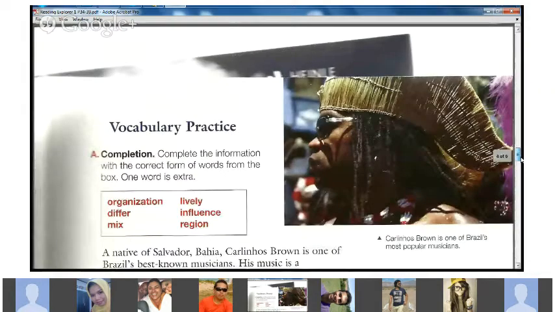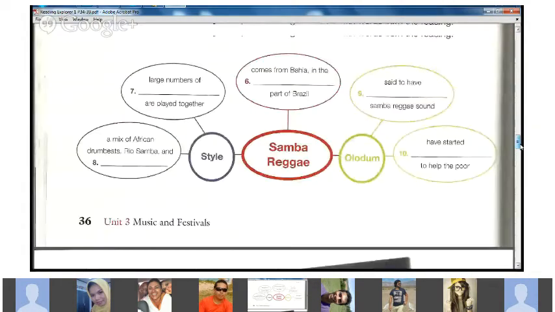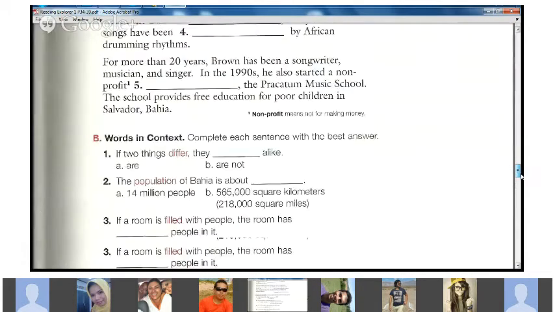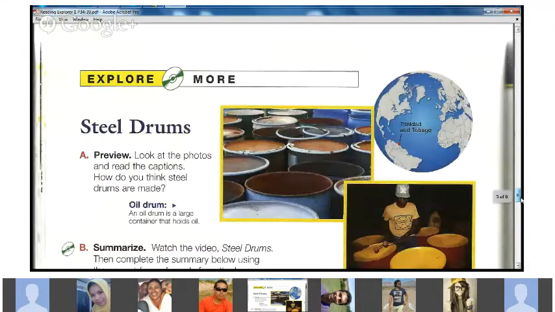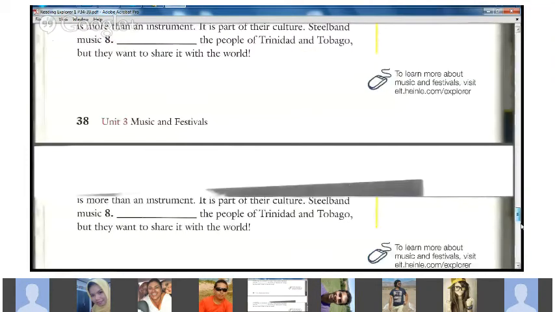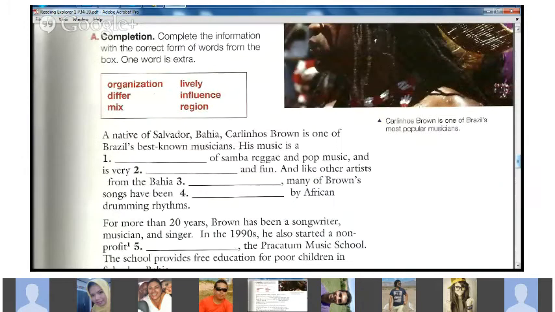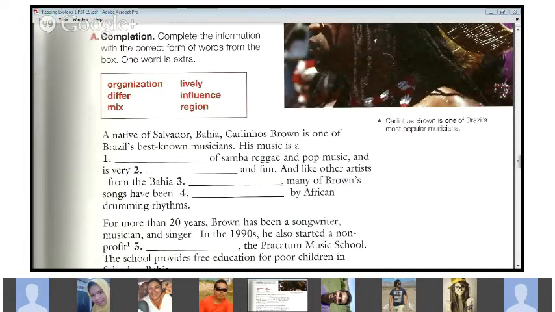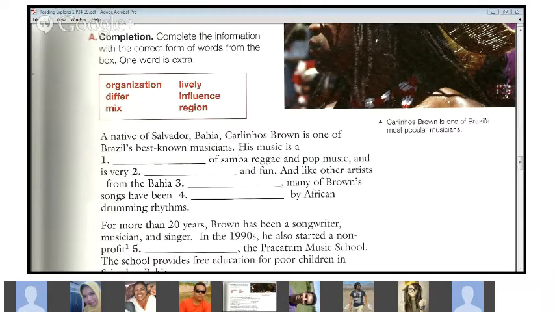Okay, then they have here compare and contrast, vocabulary practice. Let me see what else they have. Context words, steel drums. Okay. All right. Very good. So the vocabulary from today's reading were the words organization, differ, mix, lively, influence, and region. I talked about organization, differ, lively, influence. Okay, mix. I didn't talk about this. Mix means a combination of things.